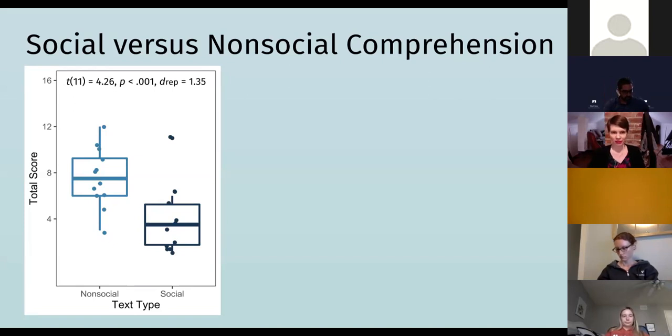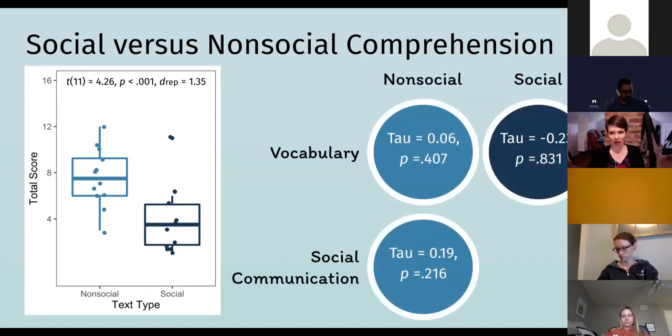the preliminary evidence is a little more fuzzy here. So we did not find significant relationships between non-social and social text comprehension and vocabulary, which is a little bit surprising. It might have to do with our measure. We'll have to tease that apart a little bit more.